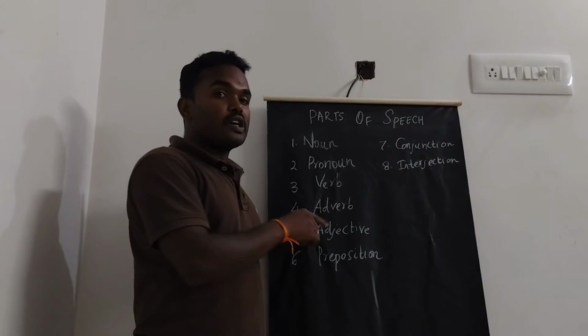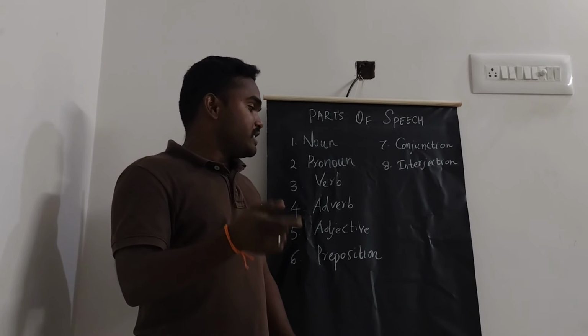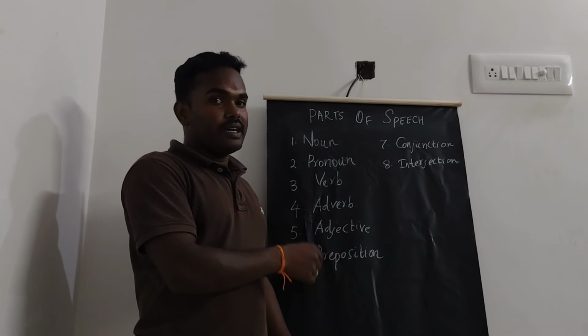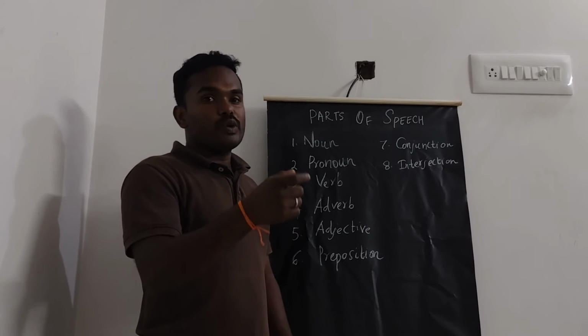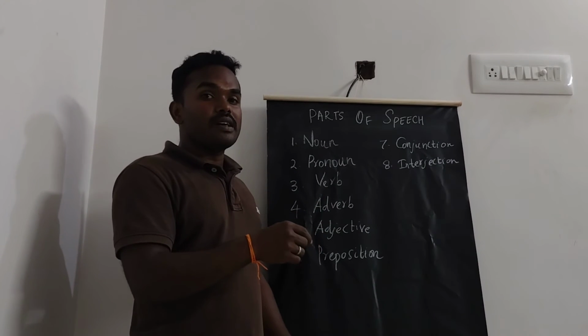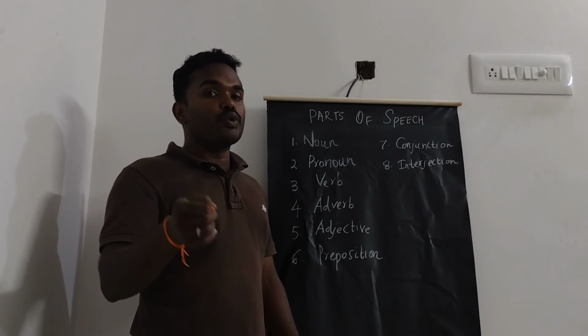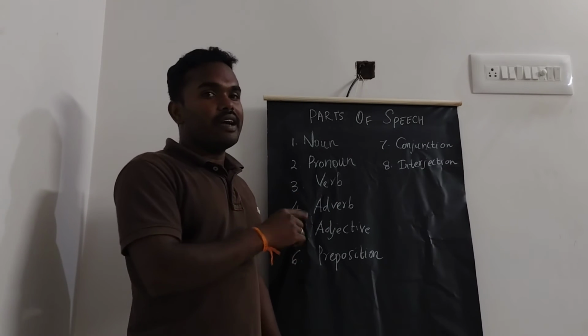These adverbs can also modify an adjective. I will define adjective later. Beautiful is an adjective. In this case, I can use another adverb, that is, she is very beautiful. So this is again another adverb.